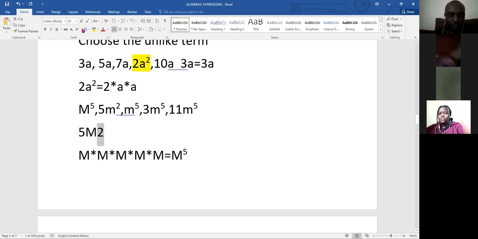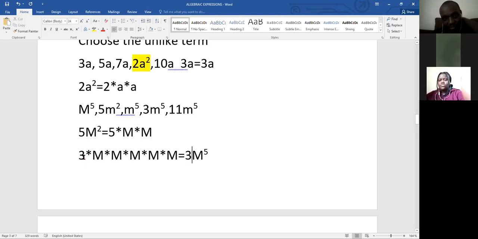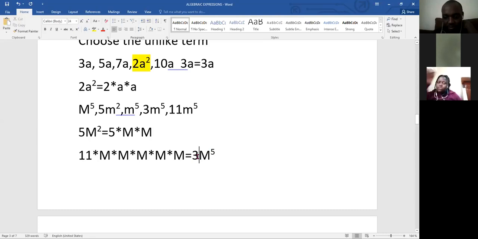So 5m squared means 5 multiplied by m multiplied by m. Now m to the power 5 again is m multiplied by itself 5 times. 3m to the power 5 means 3 multiplied by m 5 times. Okay? And 11m to the power 5 means 11 multiplied by m 5 times. So it becomes 11m to the power 5.